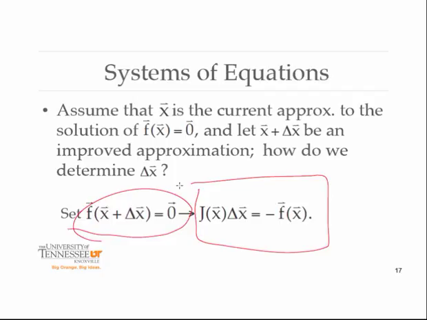Again, because we don't know what the delta x is, we do know where we currently are in the space, and of course we would negate that. And the Jacobian matrix is determined by those partial derivatives. So what's interesting here is that solving the system of nonlinear equations essentially results in solving a linear equation.